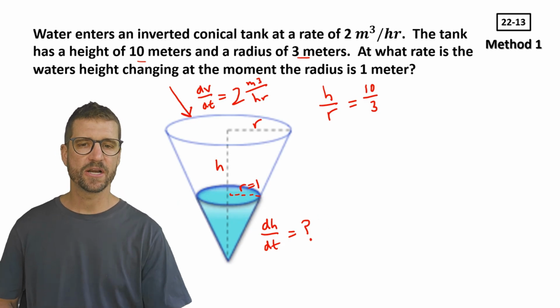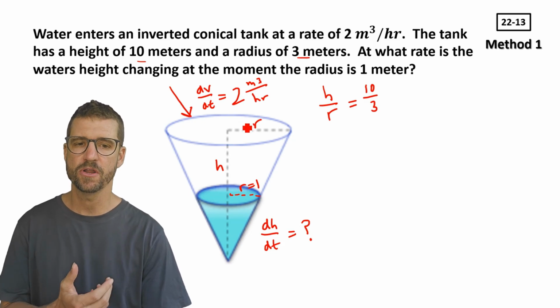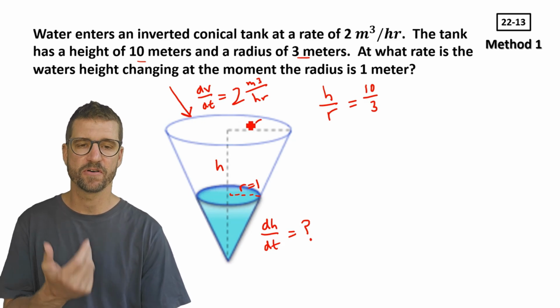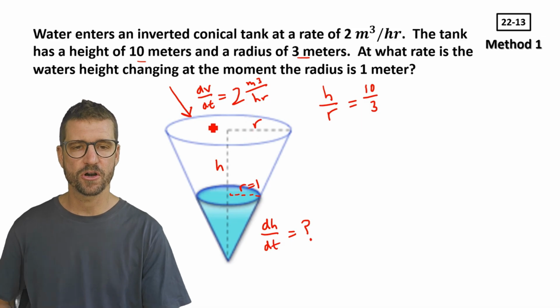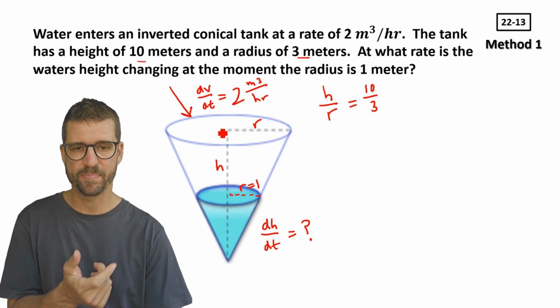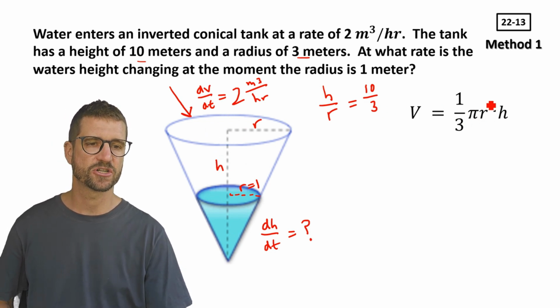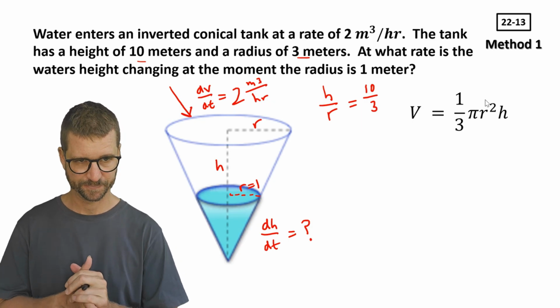The first thing you want to do is realize we're talking about the volume of a cone. What is the formula for the volume of a cone? It's 1/3 times the area of the base times the height. The area of the base is, of course, pi r squared. So it's going to be 1/3 pi r squared times H.